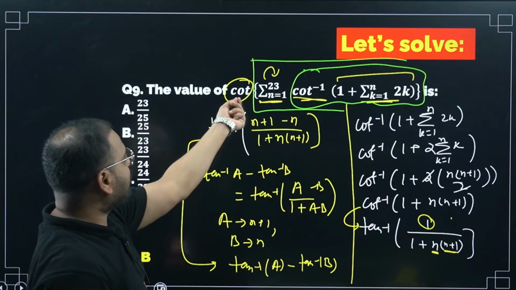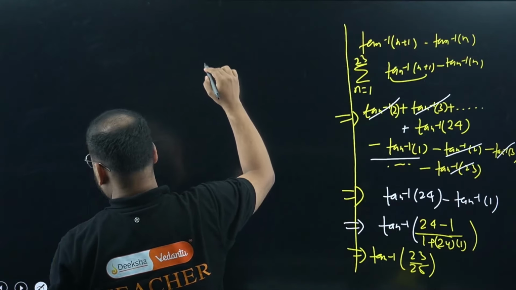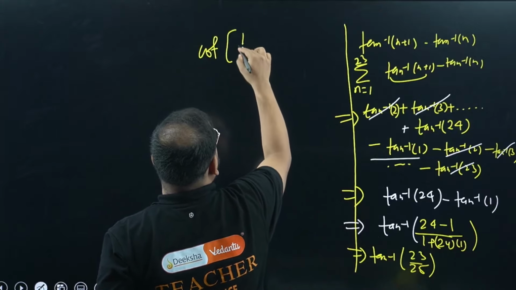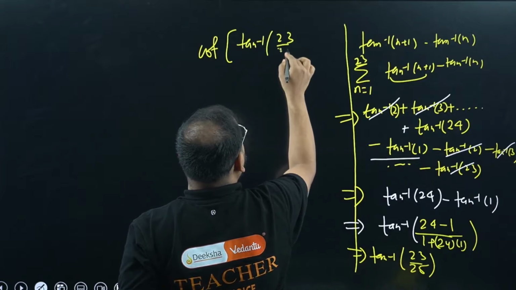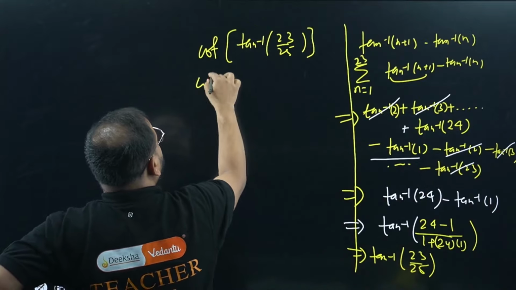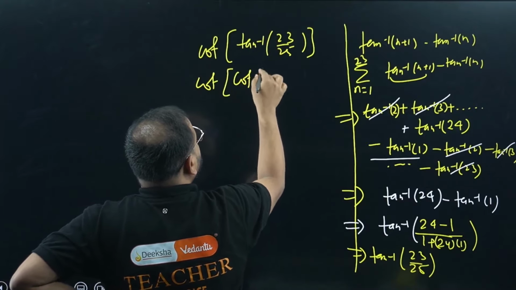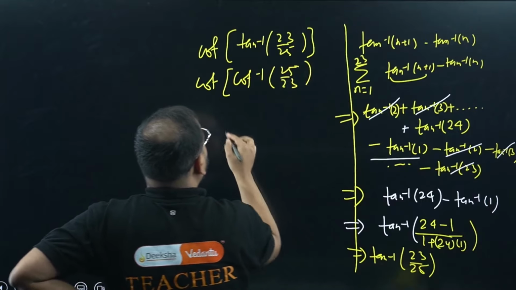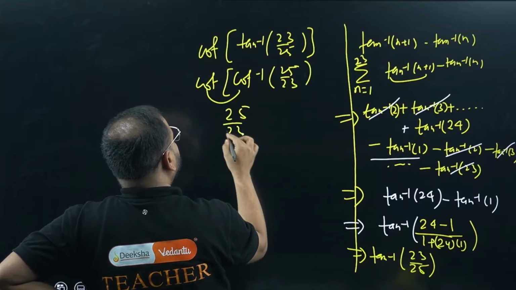Now what is left? Cot is left. So apply cot to this, cot of tan inverse of 23 by 25. Now I can again take the reciprocal inside. So it will become cot inverse of 25 by 23. Answer is 25 by 23, sir.